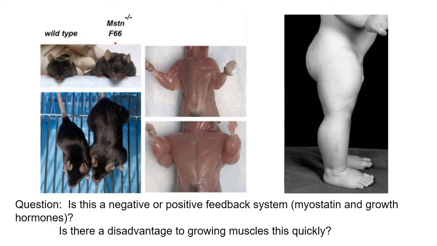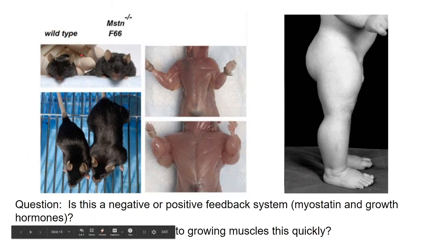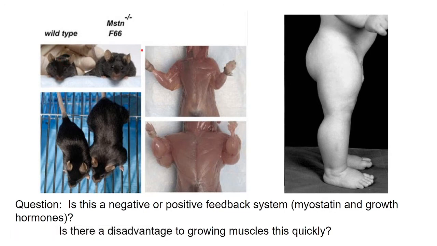So, when we look at the images here, you have a wild type mouse and a mouse that has been given a drug to suppress the myostatin. And you can see the difference in just size. And then after they had died and you skin them, you can see definite differences in the muscle development.